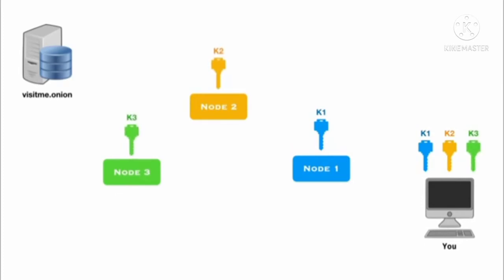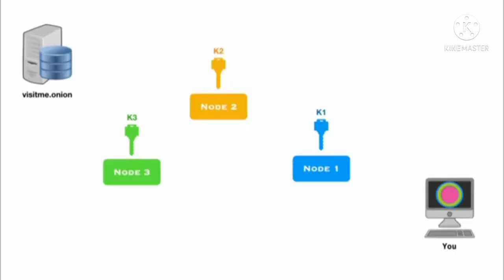Let's say K1 is a symmetric key shared by you and node 1. K2 is another symmetric key shared by you and node 2. And similarly, K3 is shared by you and node 3. Your request is first encrypted with K3, and then K2, and then K1. It is then finally forwarded to the Onion network, and node 1 first receives your request.